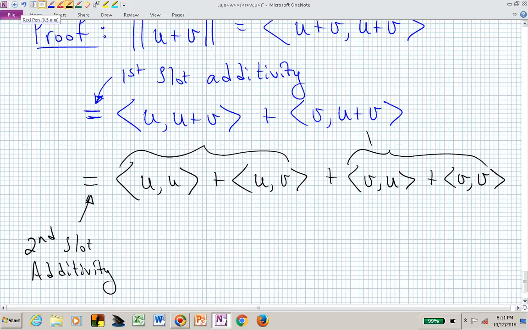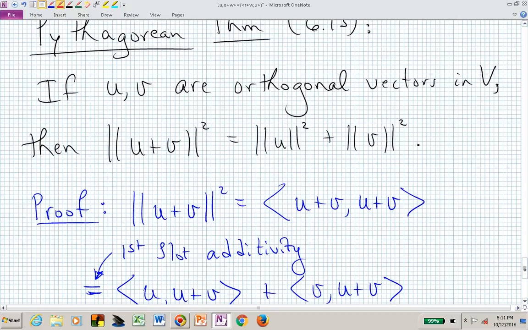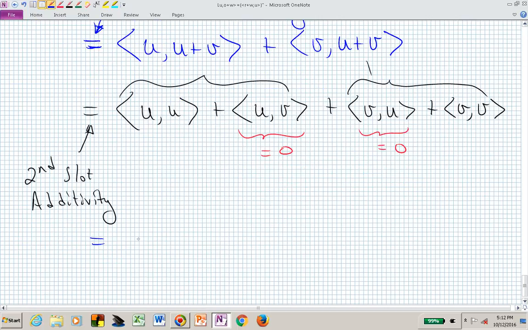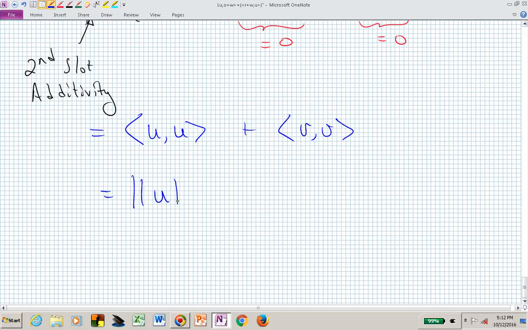But what do we know about these two inner products of the four? The second inner product, u with v, what was our assumption in our theorem? Those are orthogonal, and we now know what orthogonality means. That means that that's 0, and this piece is also 0, and we're left with the two pieces that we wanted, meaning now we have the result on the right-hand side. We have the inner product of u with itself plus the inner product of v with itself, but those we can write as the norm of u squared and the norm of v squared. And that's what we were trying to show, that the norm squared of u plus v is equal to the norm squared of u plus the norm squared of v.